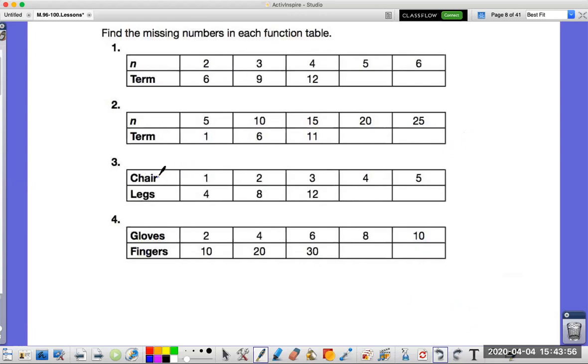Same with this, it's just they're talking about 1 chair has 4 legs. So how many does 4 chairs have? How many would 5 chairs have? 1 pair of gloves, 2 gloves, has 10 fingers. Okay, so how many fingers would 4 gloves have? How many fingers would 6 gloves have? How many fingers would 8 gloves have? How many fingers would 10 gloves have?